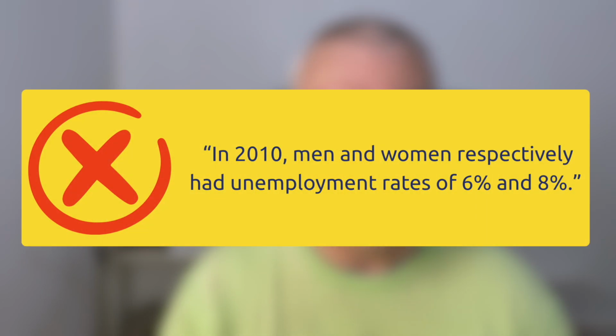Now, let's look at a couple of mistakes that writers make in using respectively. Here's the biggest mistake that people make, and I'll show it to you in an example. In 2010, men and women respectively had unemployment rates of 6% and 8%. Can you see where the mistake is? Respectively, of course, is in the wrong place in the sentence.